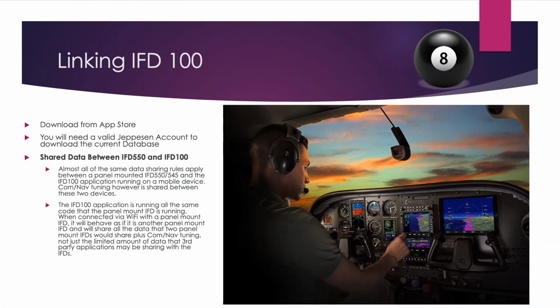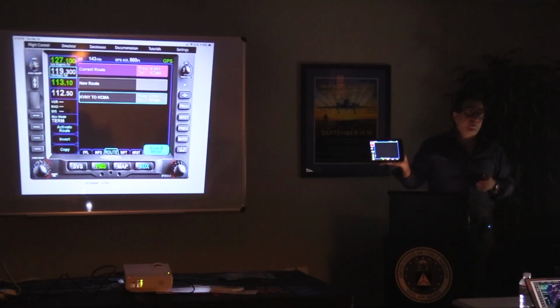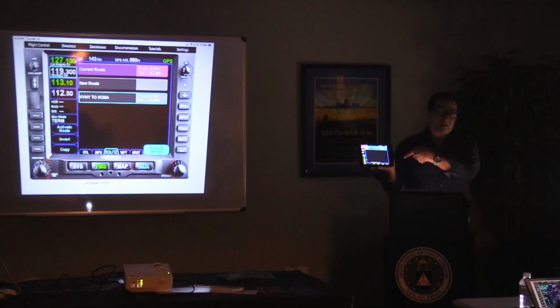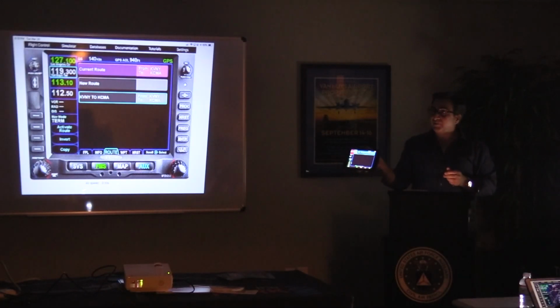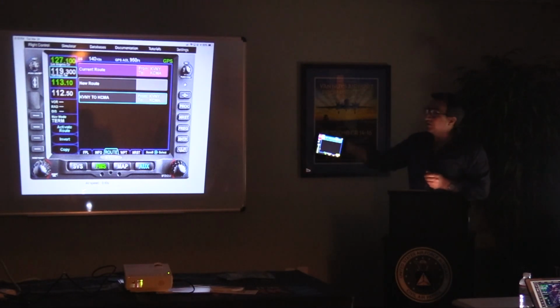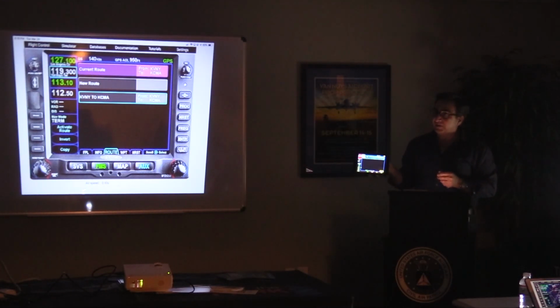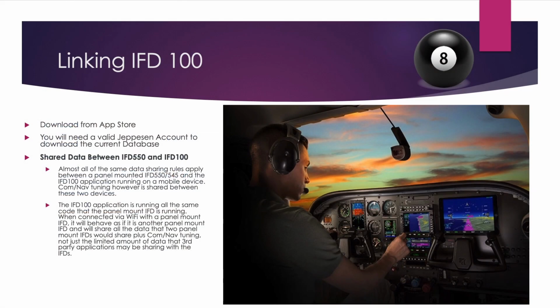Now, another cool app that we have, it's actually this app. You won't be able to see anything because it's not connected to the IFD 100, but this guy is actually using one. It's right there. What is it? It's the IFD 100. It basically duplicates what you can see on your IFD 550. Oh, wow. And it becomes independent as well, which means you can go through the map pages or aux pages independent of what you're seeing on your IFD.